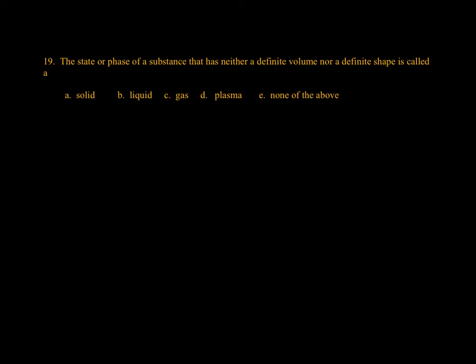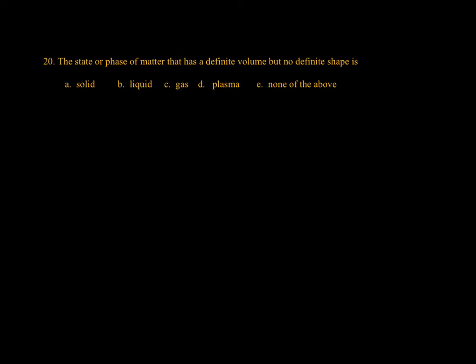A state of matter with neither a definite volume nor definite shape, that would be a gas. Right? Gases can be expanded or compressed, so they have no specific volume. They can change shape to fit any container, so they have no specific shape. So solids have definite volume and shape. Liquids have definite volume but not definite shape, and gases have no shape or volume.